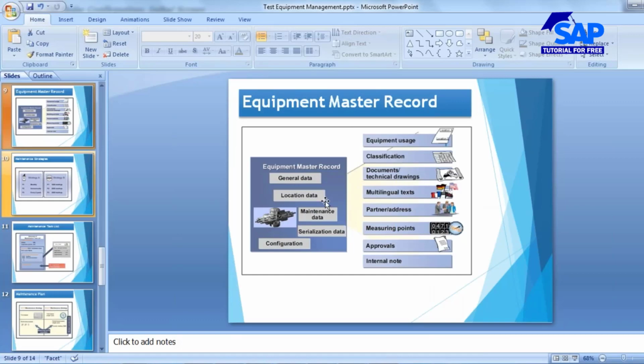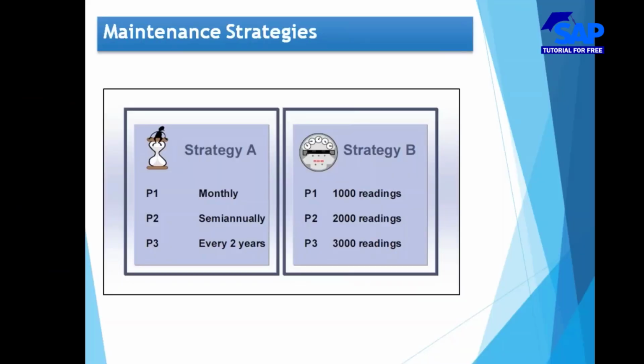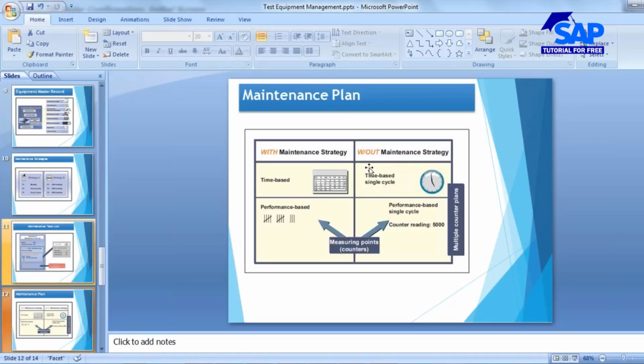So you define the strategy. We created the equipment master. There you maintain all the data. Then we used maintenance strategy. In this maintenance strategy, we will be using the period interval, whether you want to do monthly or once in 6 months or every 2 years, whatever the interval you define in this maintenance strategy. Okay, so once the maintenance strategy is defined, this maintenance strategy is assigned to the maintenance plan.